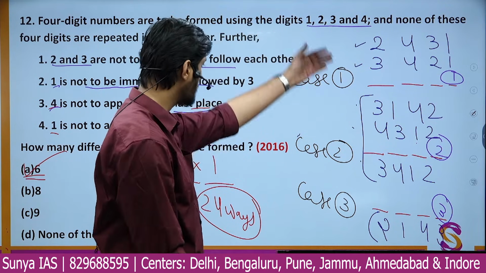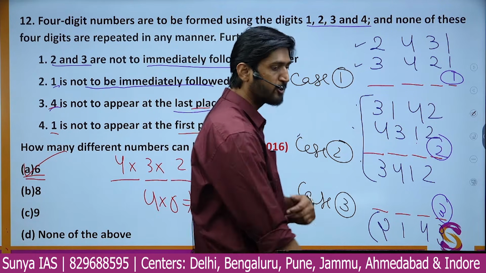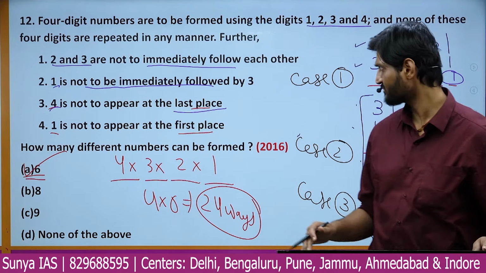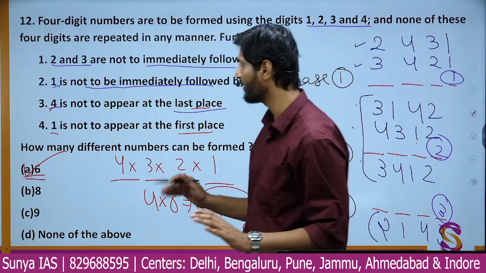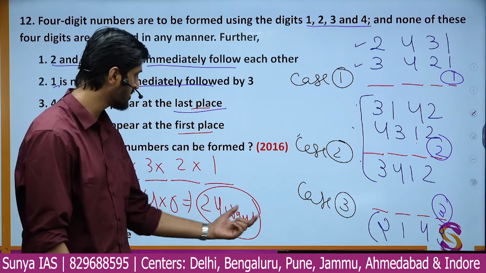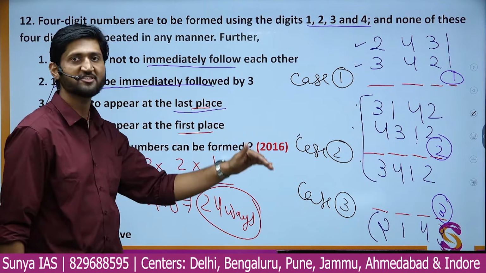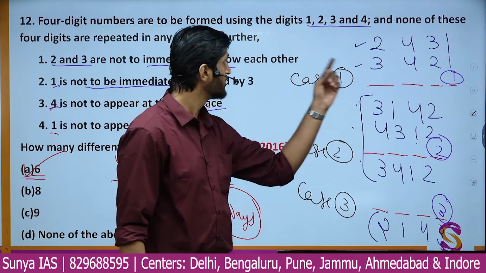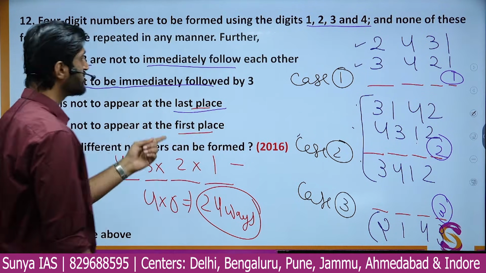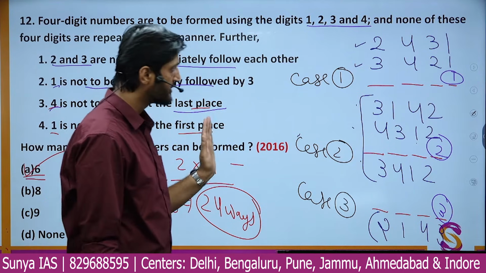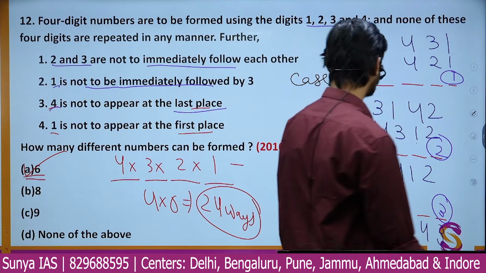So these are the options which I showed to you. The approach is quite random. There is no other way. You have to think about all the 24 ways in which they can be arranged and eliminate those which are not satisfying your criteria. That is the only way to solve such questions.